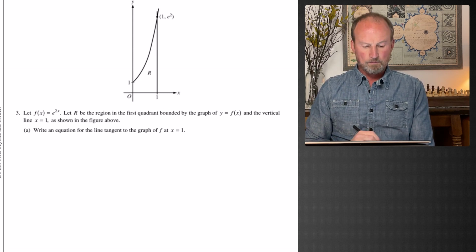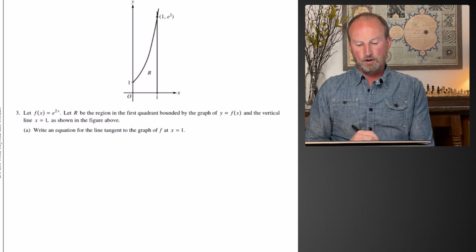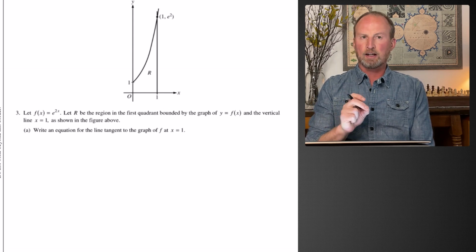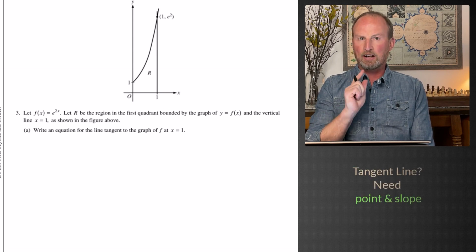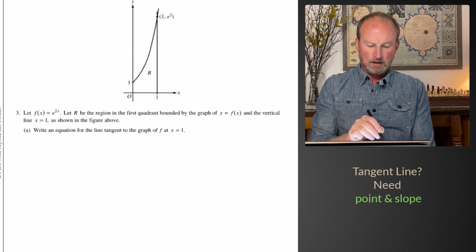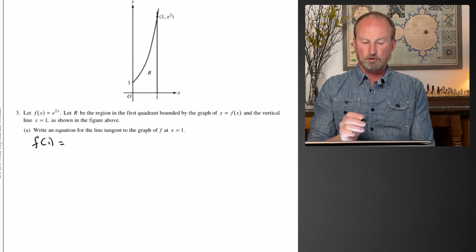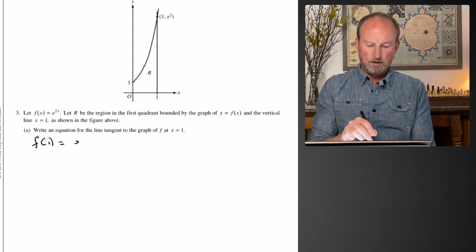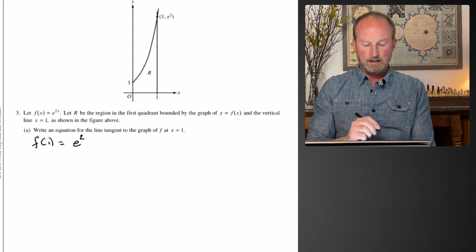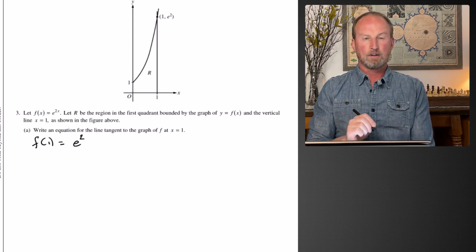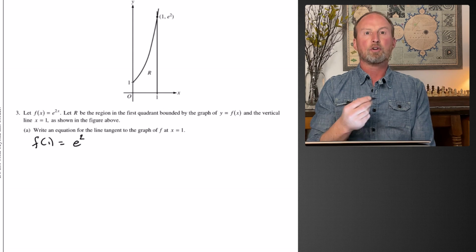So question A, write an equation for a line tangent to the graph at F. Anytime you see that, equation of a line tangent to the graph, I need 2 things. I need a point and I need a slope. So the first thing I need to know is what is f of 1. First step, I'm going to take 1, plug it into x, and f of 1 is e to the 2nd power. Okay, next thing I need, slope, derivative.